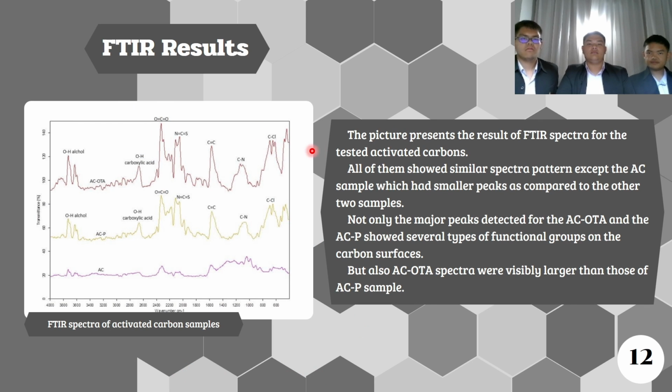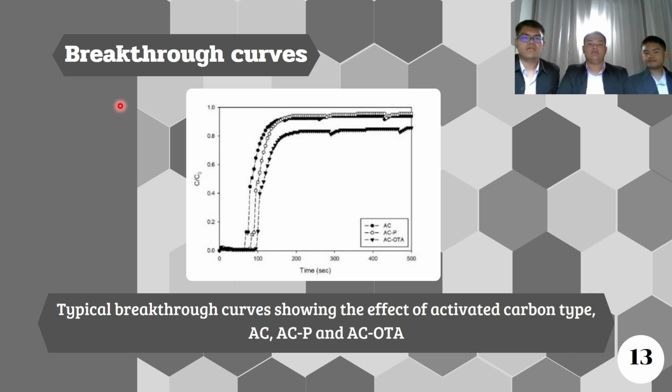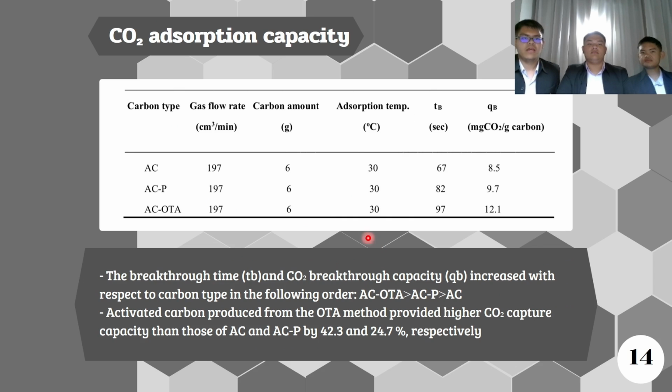All carbon samples show similar FTIR spectral patterns. In addition, considering the intensity of FTIR major peaks, the amount of the surface functional groups in AC OTA is highest. The breakthrough curve shifts to the right with the increasing porous property of the activated carbon: AC OTA is more than ACP and more than AC.